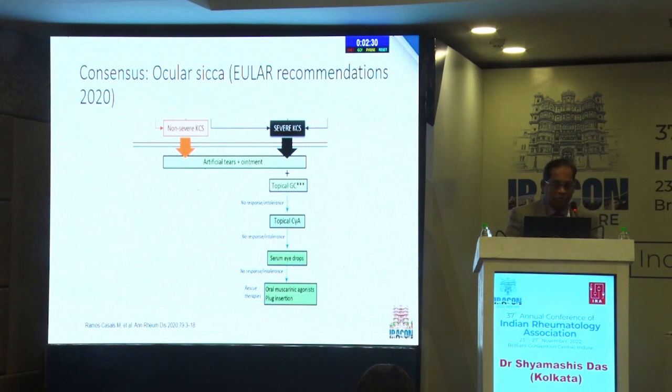What's the consensus? EULAR recommends, for non-severe keratoconjunctivitis, artificial tears plus ointments. Ointments are better used at night and the drops in the daytime, starting from twice daily and increasing the dose to even hourly, depending upon the severity. If they do not respond to topical steroids, you can try topical cyclosporine A and serum eye drops, then oral muscarinic agonists.